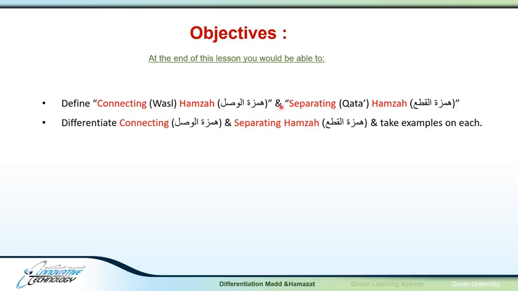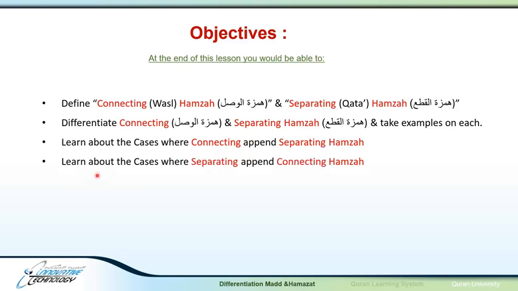After we understand what's meant by wasl and Qata', we'll be able to differentiate the two and understand what makes them different. That will be further illustrated by taking examples on each. Then we'll learn about the cases where the connecting Hamza follows the separating Hamza, and then we'll look at the opposite situation where the separating Hamza follows the connecting Hamza. By that time, we'd be ready to understand the relationship between those Hamzas and the difference med.